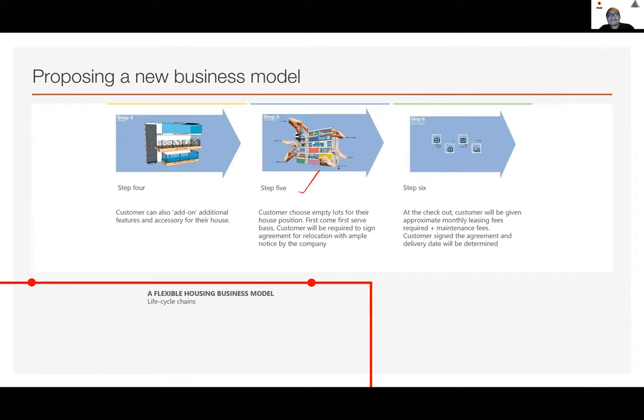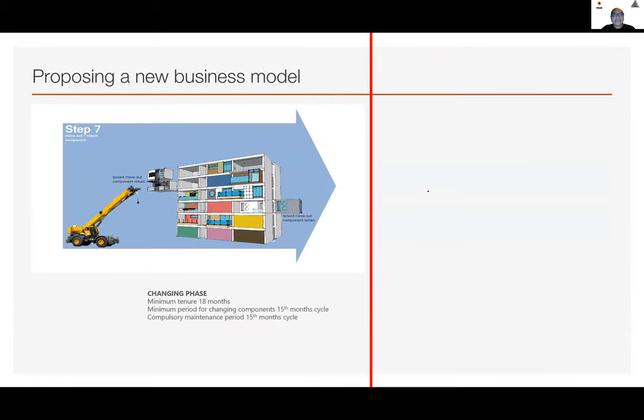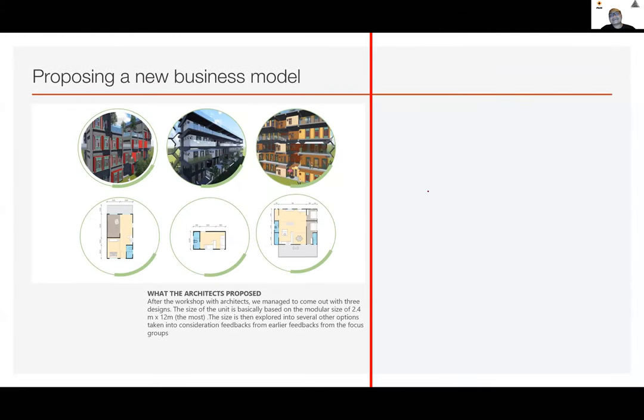And then step five, okay, the checkout. There's a contract that deals with the agreement, and then the delivery date will be determined. And then the changing phase, okay, maybe there's a moratorium period where within 14 months you cannot change the component, but on the 15th month you can start changing the component. You can add on, and then size up and size down. Okay, so the detailed part of the calculation is in my thesis later. Maybe you can read on further from there.